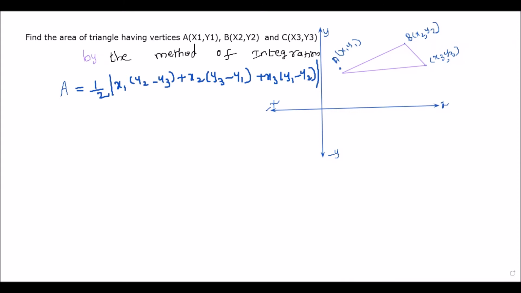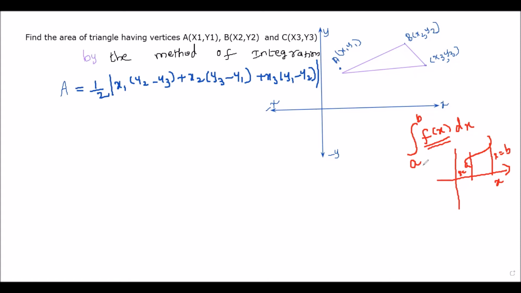Now another thing you have to recollect is what this integration represents: integration from a to b of f of x dx. It represents area. Let me draw here. Let this be the curve f of x, between the lines x equals a and x equals b, with the positive direction of the x-axis. That is the meaning of integration from a to b of f of x dx.